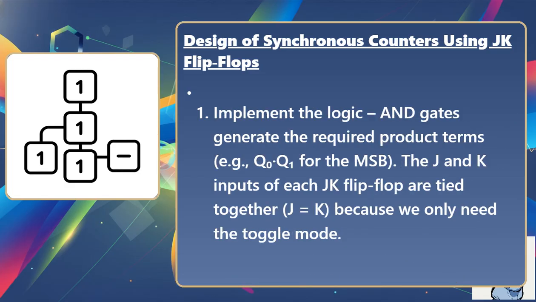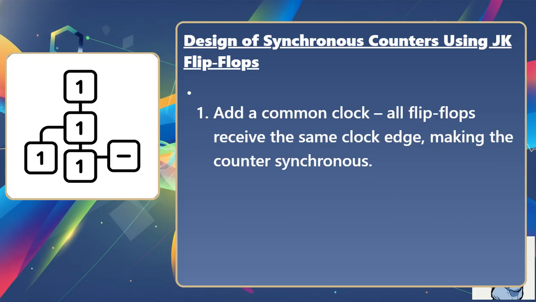Step 4. Implement the logic. AND gates generate the required product terms, for example Q0 and Q1 for the most significant bit. The J and K inputs of each JK flip-flop are tied together, J equals K, because we only need the toggle mode. Step 5. Add a common clock. All flip-flops receive the same clock edge, making the counter synchronous.